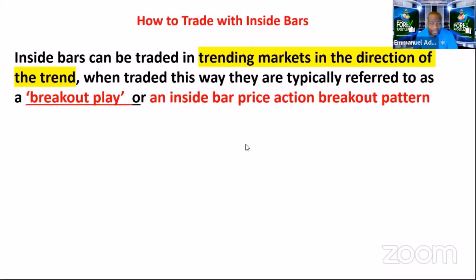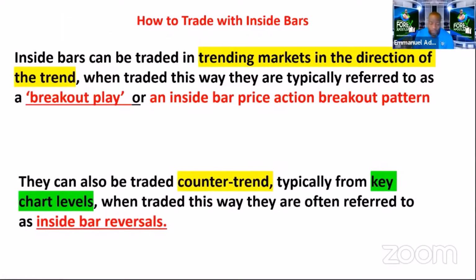Inside bars can be traded in trending markets in the direction of the trend. When traded this way, they are typically referred to as a breakout play or an inside bar price action. Okay, so they can also be traded counter trend. Some of my students that have been using Forexmatic 360 know that yes, we can trade against the trend. Who says you can't trade against the trend? You can trade against the trend, but you must understand when, where, and how. So they can also be traded counter trend, typically from key chart levels. When traded this way, they are often referred to as inside bar reversal.